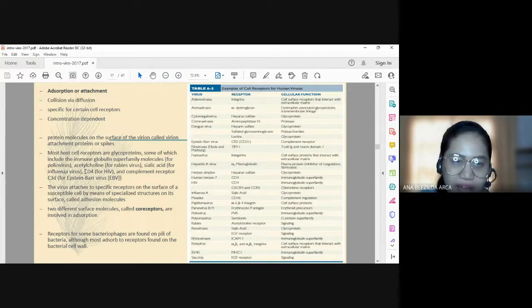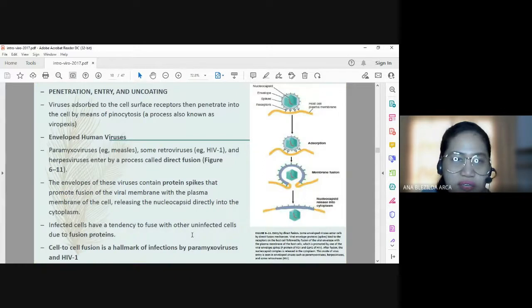Ganun siya, okay? So, sometimes meron lang siyang isang receptor, sometimes dalawa. Kapag dalawa ang receptor niya, just like the HIV, di ba? CD4 plus CXCR4, yun ang mga kailangan niya. Ang tawag doon ay co-receptors na kasi dalawa. So, kumbaga, dalawa yung mag-welcome sa kanya. Right? Yun. So, next is the penetration, entry, and uncoating.